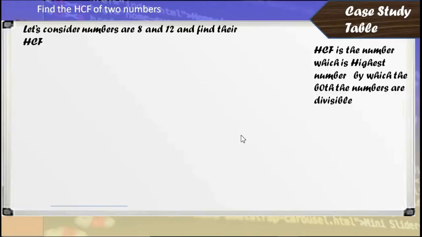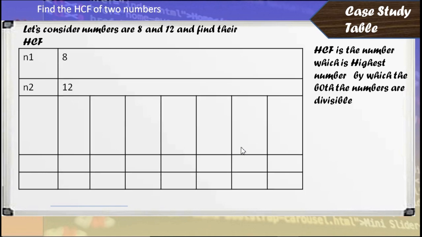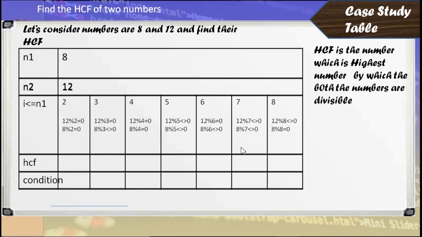Now we will find the highest common factor of two numbers. Highest common factor is the highest number by which both the numbers are divisible. Now as shown here in a tabular format, we will show the logic building exercise of finding the highest common factor of 12 and 8. Here in the first row, take the value of n1 as 8. In the second row, take the value of n2 as 12.